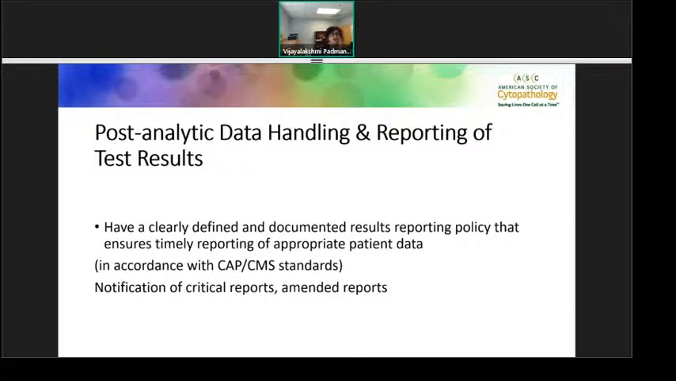Now, what happens after you've reported? You have to ensure that the report actually goes into the patient chart. And if there are any critical reports, your clinician might need to be called, for example a first-time diagnosis of cancer. I'm just giving an example. Each hospital or lab might have a set of criteria on which they would call their clinician, amended reports, and so on and so forth. You want to let your clinician know.